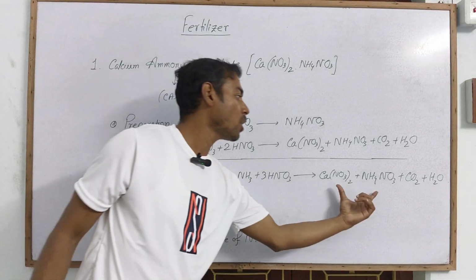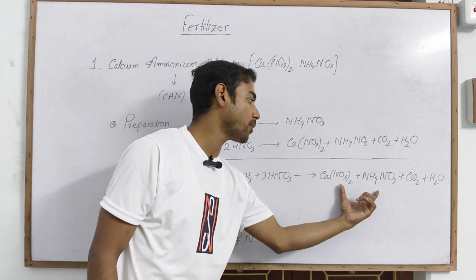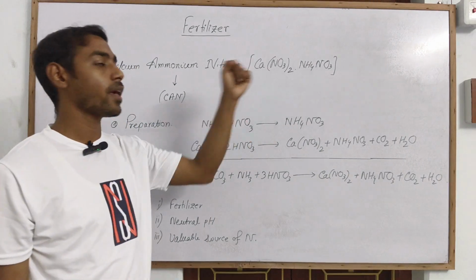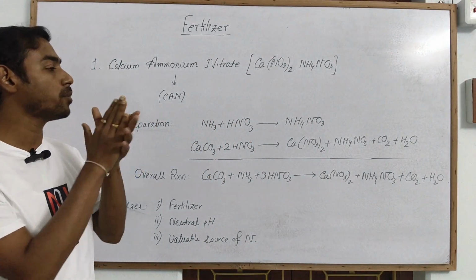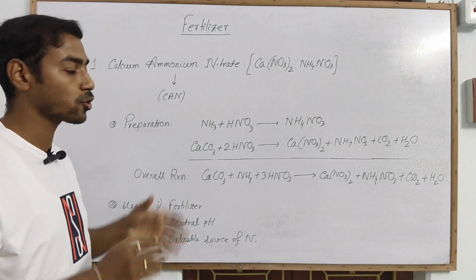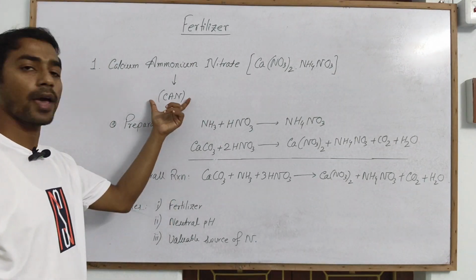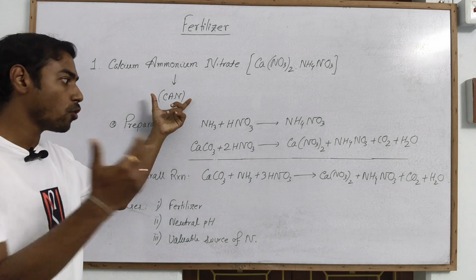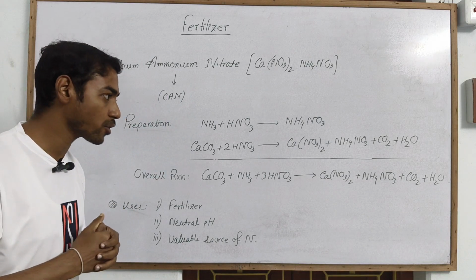And actually this is a double salt. You have already heard the term double salt. So calcium ammonium nitrate is a specific example of a double salt. After cooling the solution, you will get the granules of CAN. So this is the overall preparation or manufacturing process of CAN.